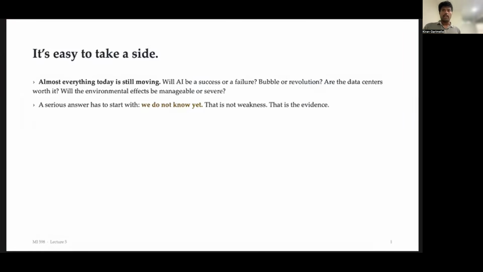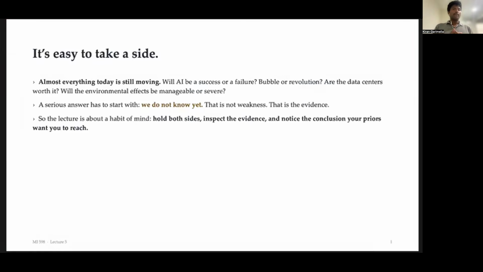So we don't necessarily take a position here. We think about what this is going to do, and then come to a decision. This is about having multiple things in your mind. It's not just pro or con, but having these multiple angles and inspecting the evidence and noticing the conclusion with respect to the priors that you want to reach.